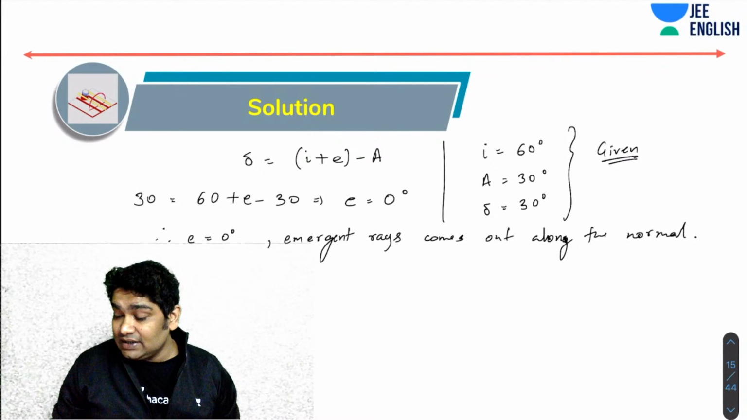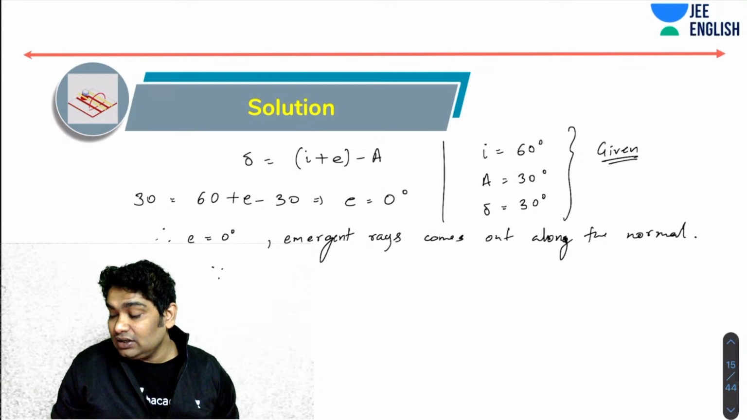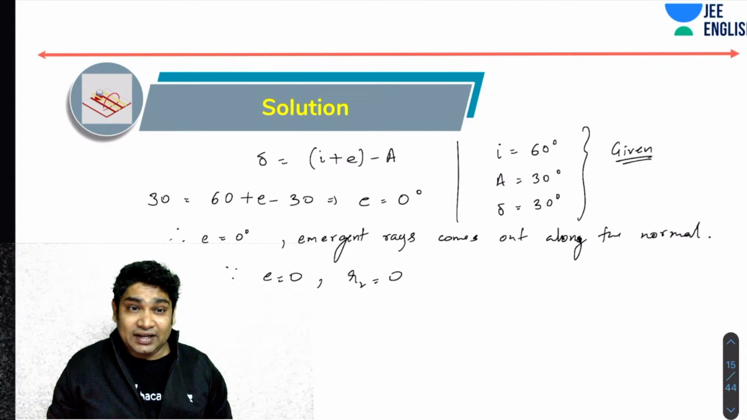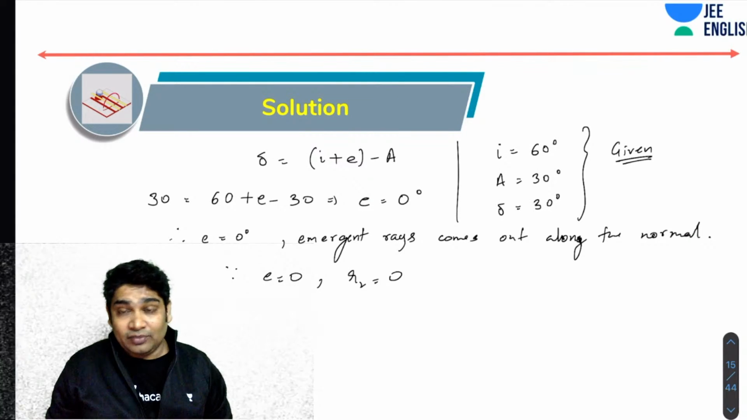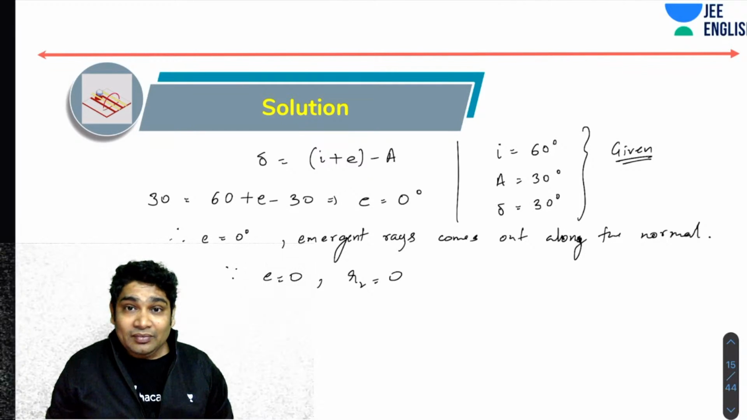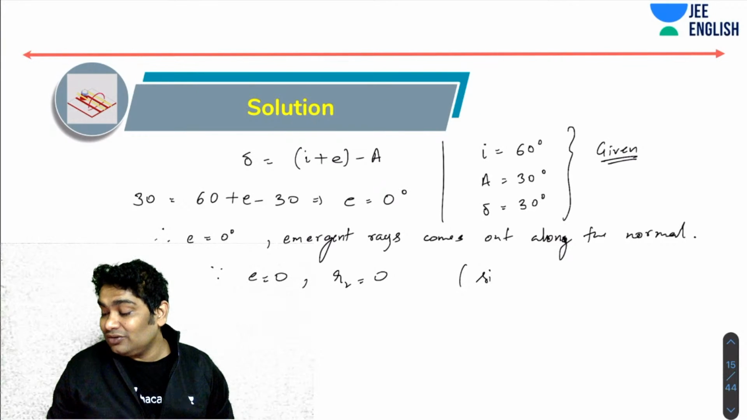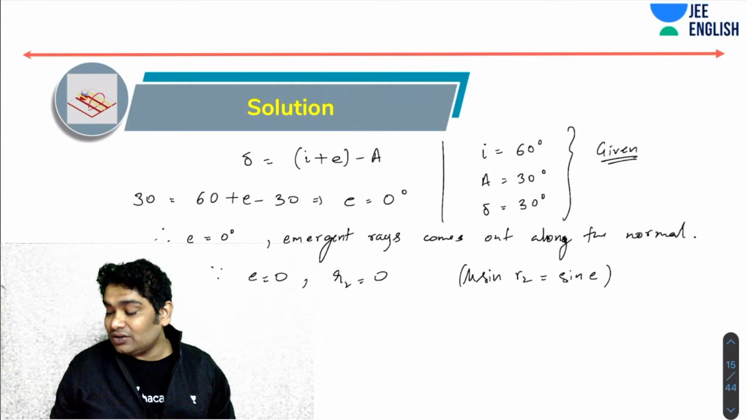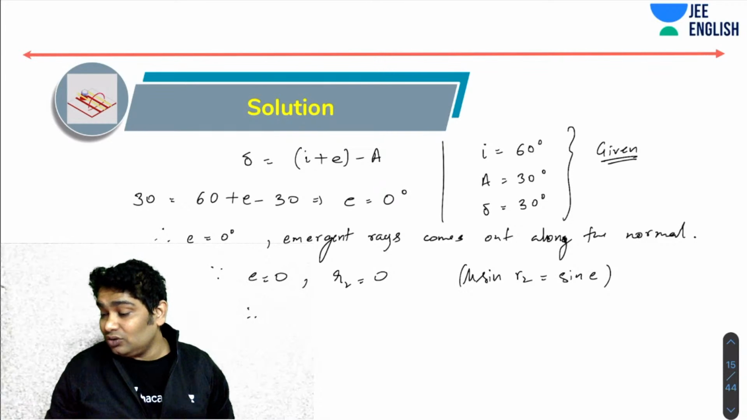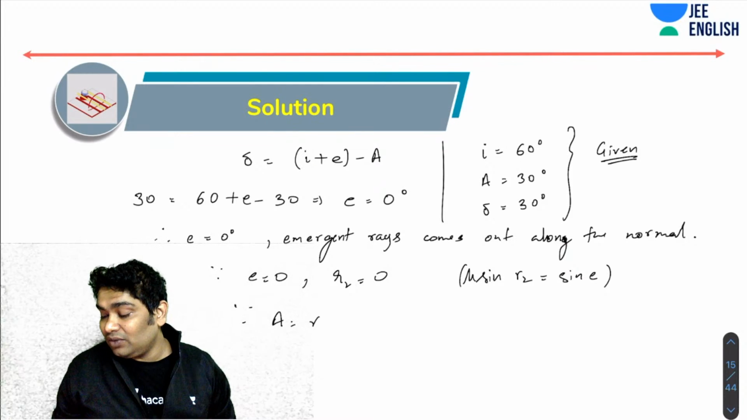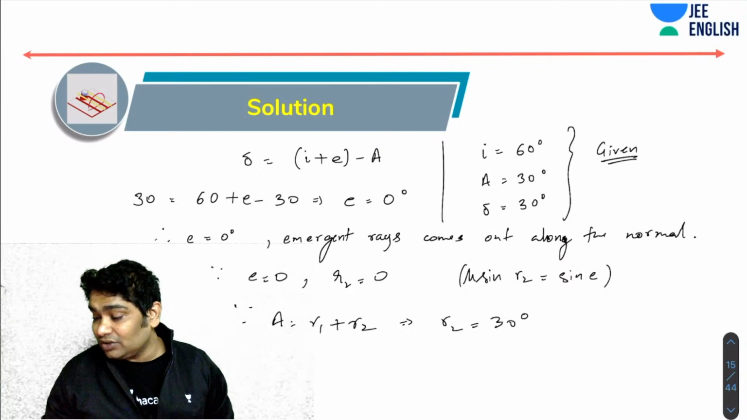Now, since E is 0, R2, you remember, would also be 0. If the emergent ray is coming out normally, if the angle of emergence is 0, the second angle of incidence R2 would also be 0. I hope you remember mu sine R2 was equal to sine E. Also, since A was equal to R1 plus R2, that gives me R1 equals 30 degrees.